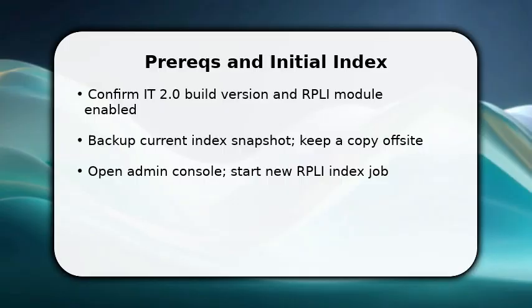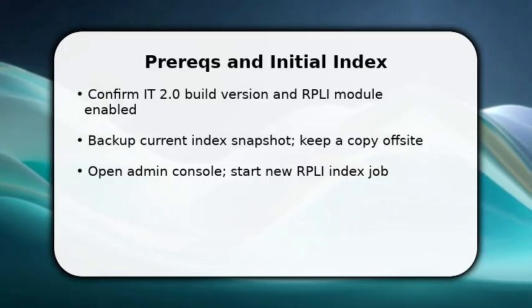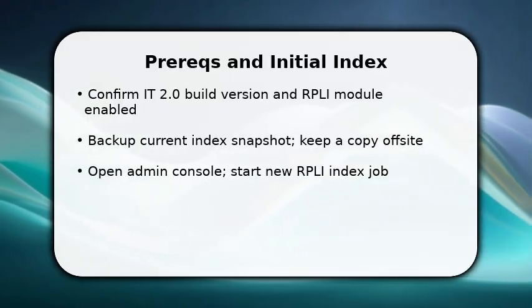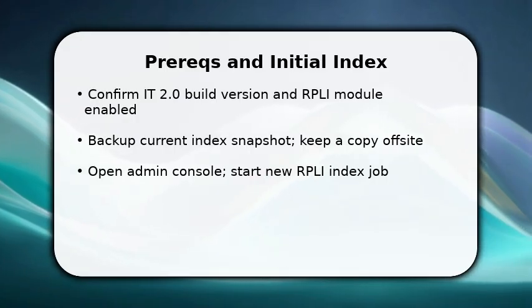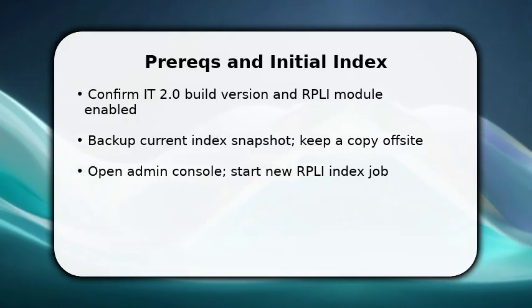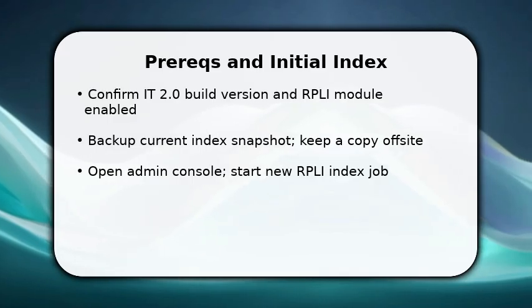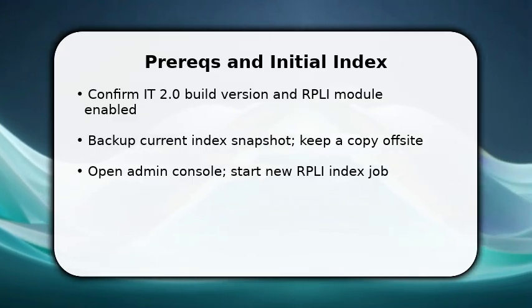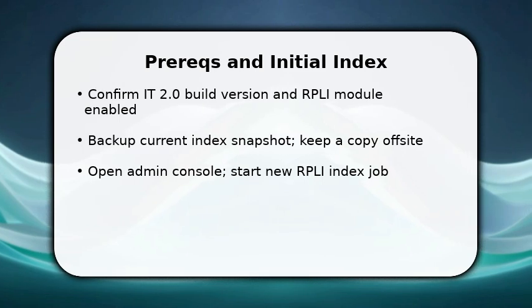Next, open the admin console and create a new Rpli index job with a clear name and target dataset. Make sure to use incremental mode for large datasets. This reduces downtime and avoids reindexing everything at once. Start the job and monitor the initial queue for errors.